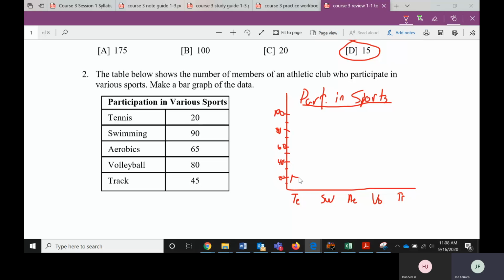Tennis is 20. Again, make it neater than I can do on here. Swimming is up to 90, so it would be about right here. If you can use lined paper, that would be excellent. If not, that's okay. Do the best you can. Aerobics is 65, so again, we're going to be about up to here.